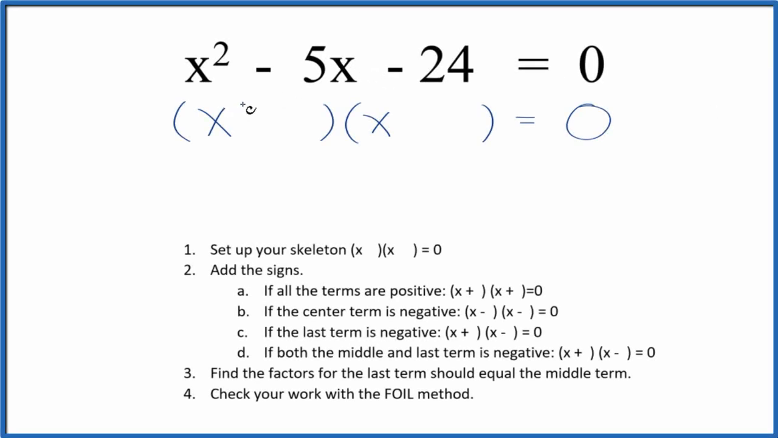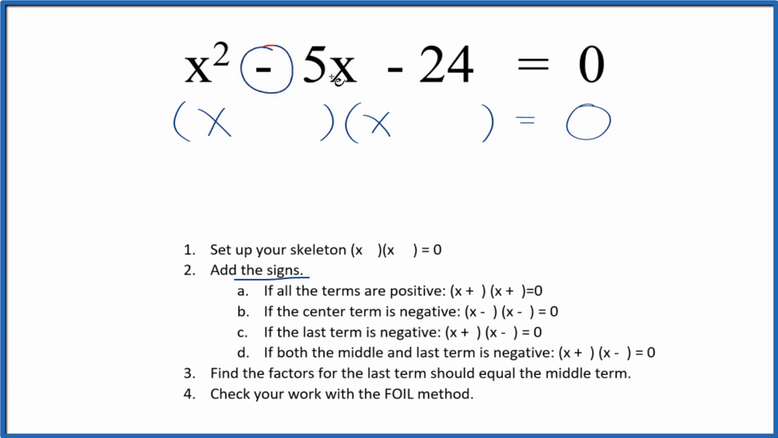If you need to factor the equation x squared minus 5x minus 24, here's how you do it. First, you start with a skeleton equation like this. So I've already put that in for us. Next, we need to add the signs to our skeleton equation.